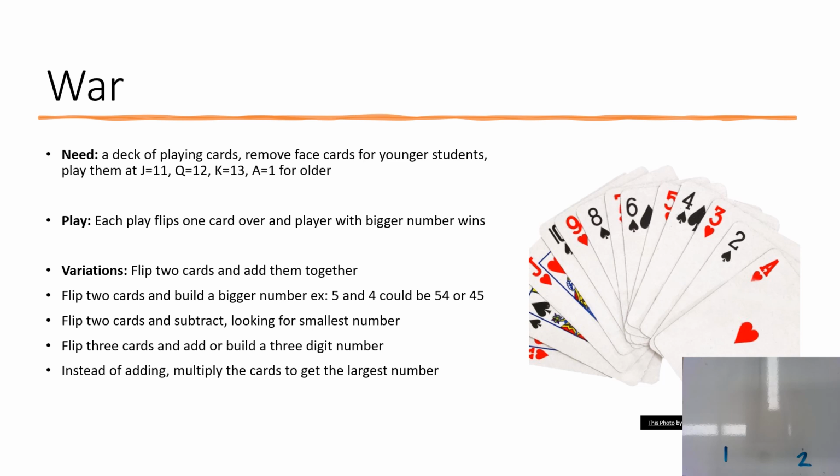Once students are comfortable with that, then you can start flipping over 2 cards. So player 1 would add these together. Their total was 8. Player 2 got a total of 13. Player 2 wins because they got the higher number.